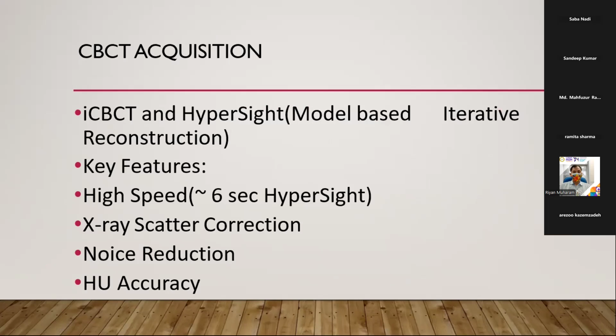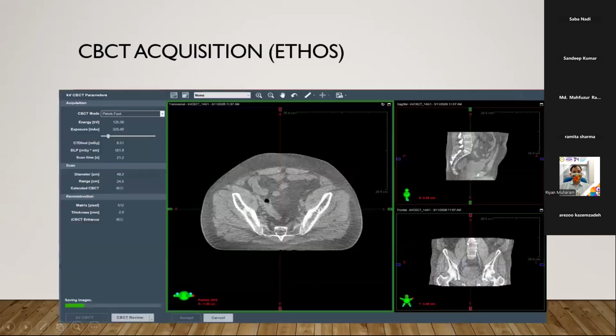In the latest smart intelligent LINAC machines like Ethos and Elekta Evo, these kinds of LINACs, which properly do online ART, use the HyperSight and iCBCT reconstruction algorithms. So what are the key features? It has a very high speed HyperSight, which is used in the Ethos. It has very good X-ray scatter correction. Noise reduction is very good, and it has very high HU accuracy.